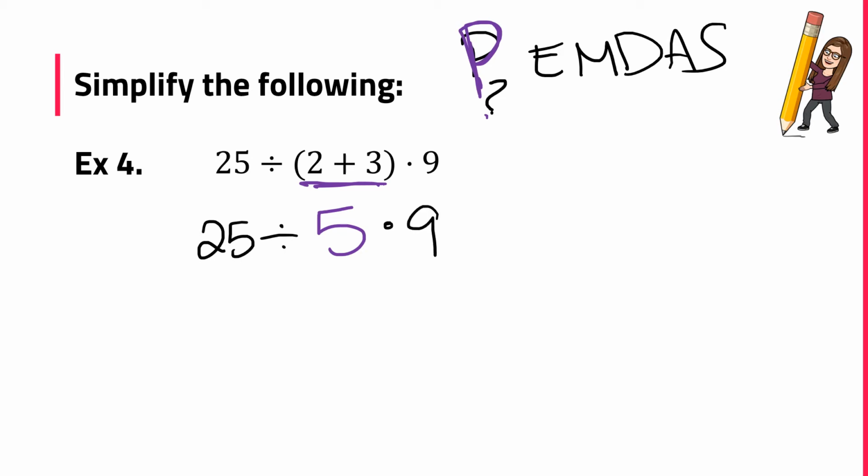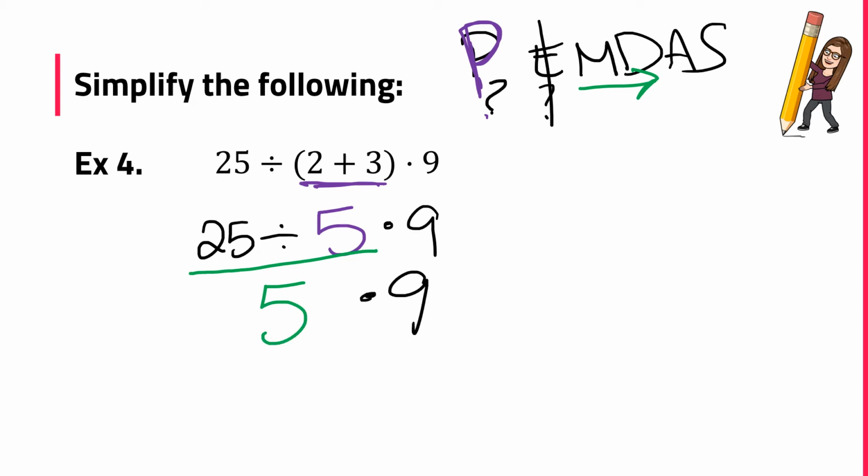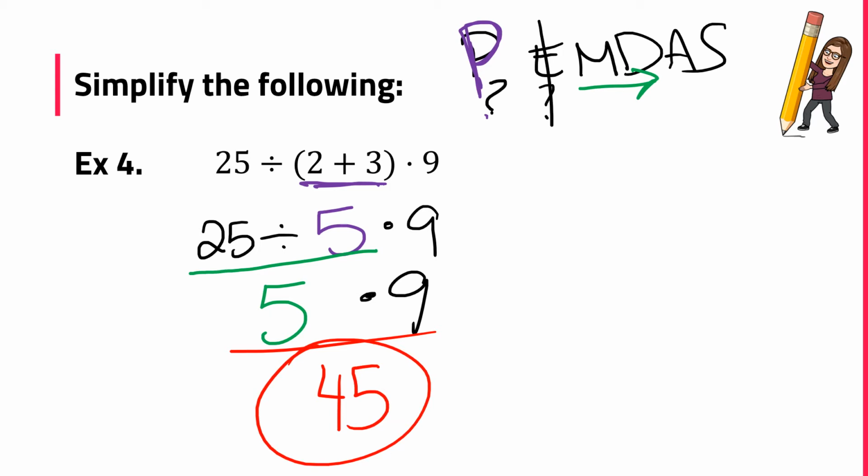Do I have any exponents next? Nope. Do I have any multiply or divide? Yes. We want to go left to right. The first left thing I see is 25 divided by 5. That's 5. I didn't use the times 9, so it falls down. The last step is the last step. So 5 times 9 is 45.